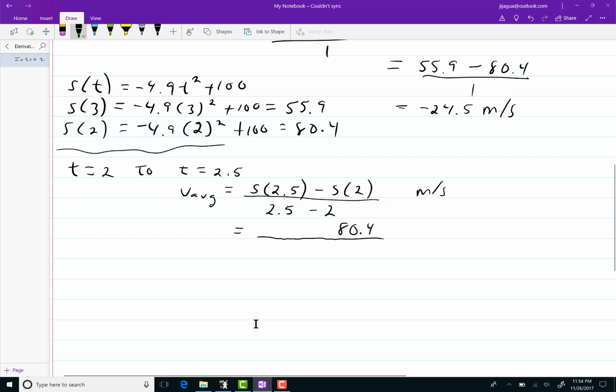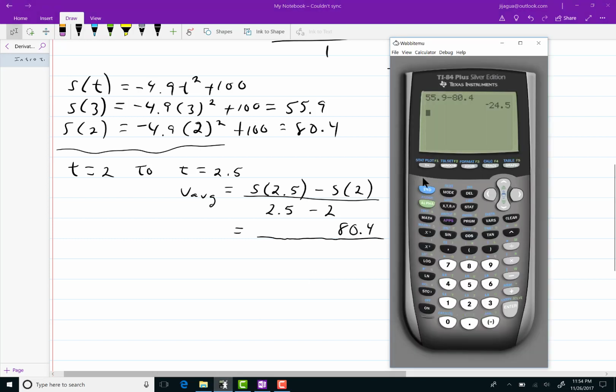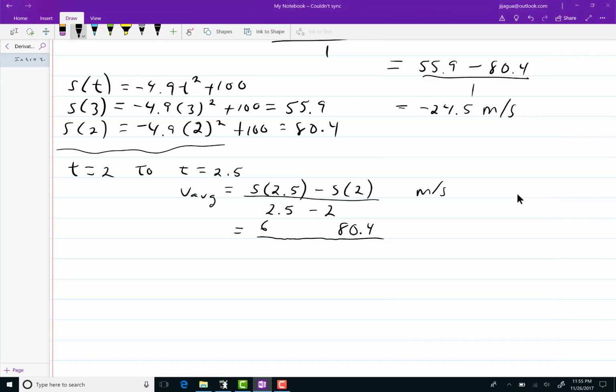S of 2.5 is very easy to find. All I have to do is change my table set. I still want to start at 2, but this time I'm going to increment by 0.5. That way I'll capture 2.5 in there. And then I'll look at the table values. What do I get for 2.5? 69.375. And then on the denominator I have 0.5. So for a half-second interval, this is the average speed that we get.